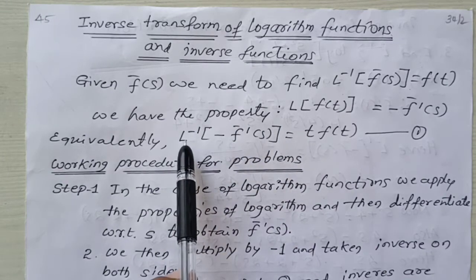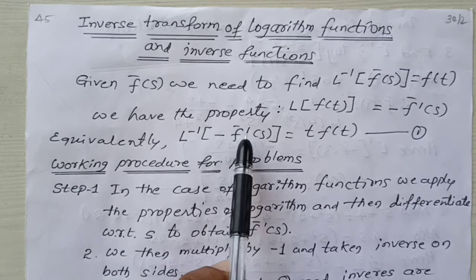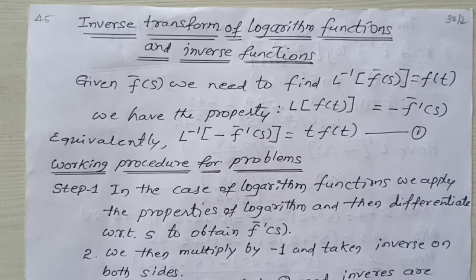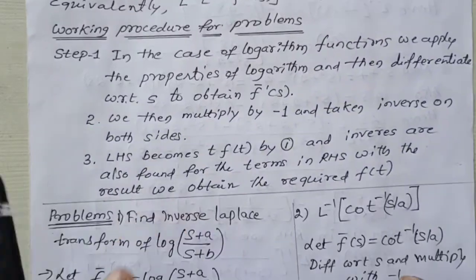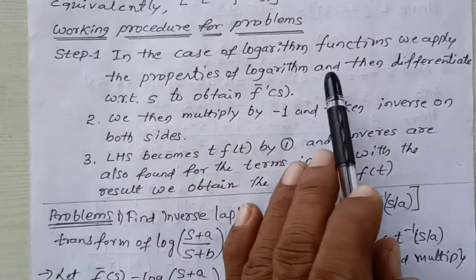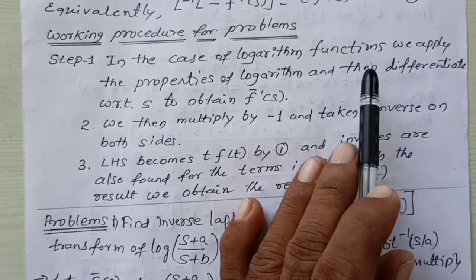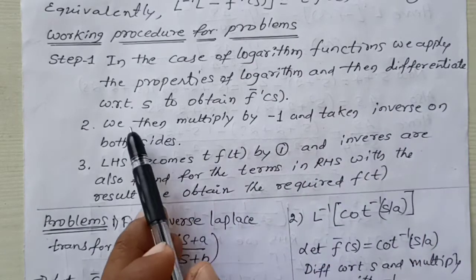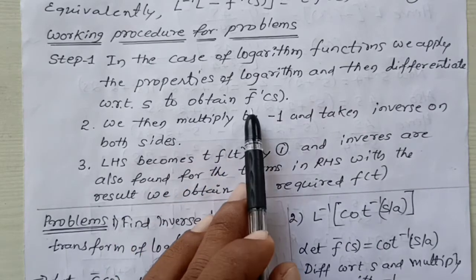Whenever we get such problems, Laplace inverse of minus f dash bar s is equal to t f of t. How to solve the problems is here. In the case of logarithm functions, we apply the properties of logarithm. If it is a product, we can make it a plus. If it is a division, then log of a by b is equal to log a minus log b. Like that are the properties.